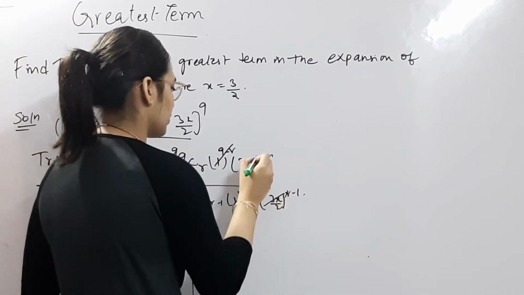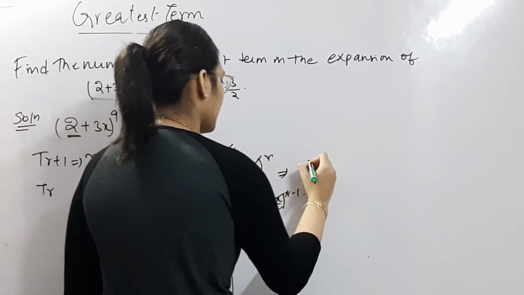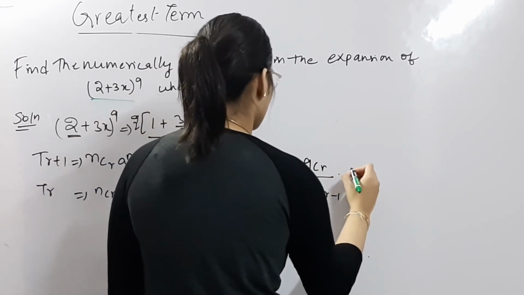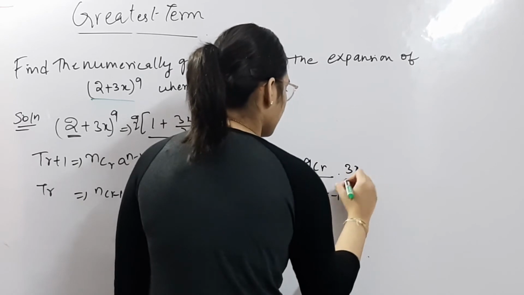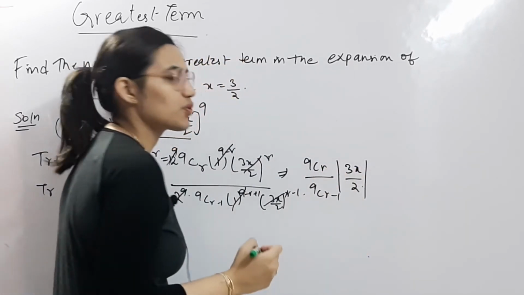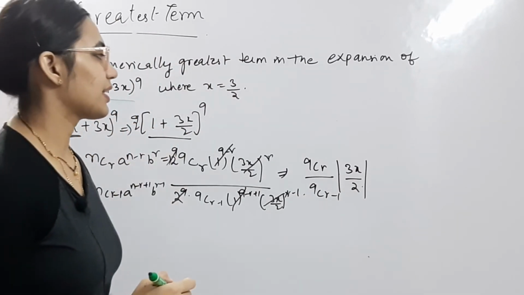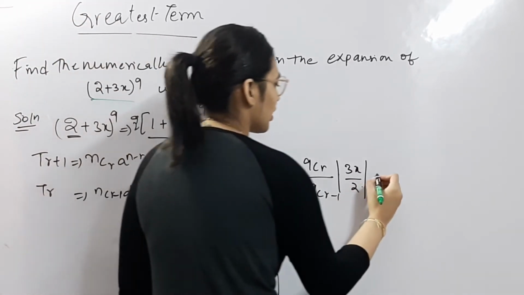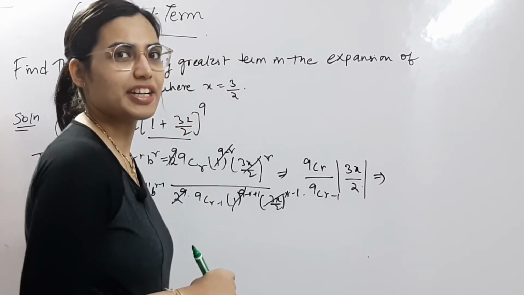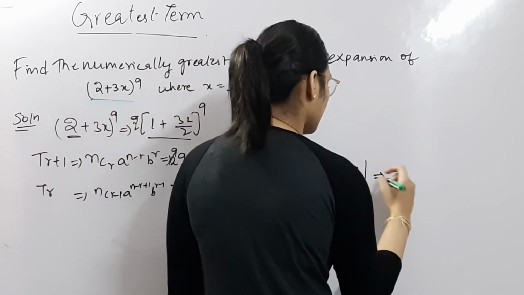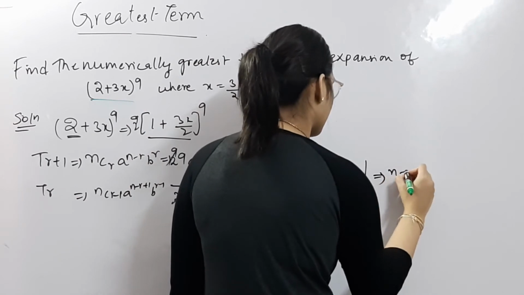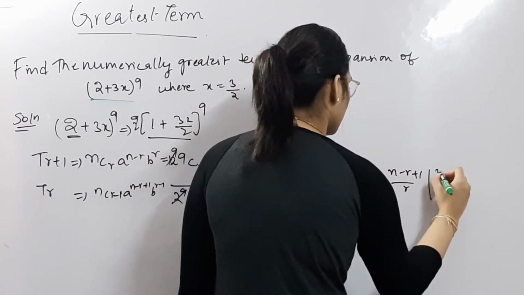So this r will go and this will go into the top. So we get 9Cr by 9Cr minus 1 into, this will go into the top, so we'll get 3x by 2. Okay, we'll take this as mod because whenever we have x as negative, we can use that. Now 9Cr by 9Cr minus 1, we substituted this nCr by nCr minus 1, we got n minus r plus 1 by r in the theorem that we were just solving. So we get n minus r plus 1 by r into 3x by 2.